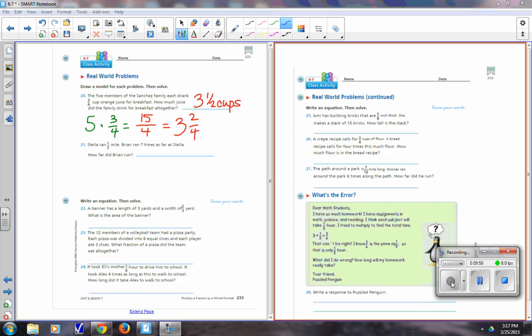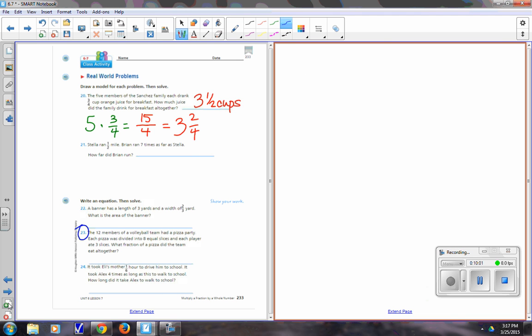I'll do 23 though with you. So number 23 says, the 12 members of a volleyball team had a pizza party. Each pizza was divided into 8 equal slices, and each player ate 3 slices. What fraction of pizza did the team eat altogether? So there were 12 members, and they each ate 3/8 of the pizza. So I want 3/8 for each player on the team.